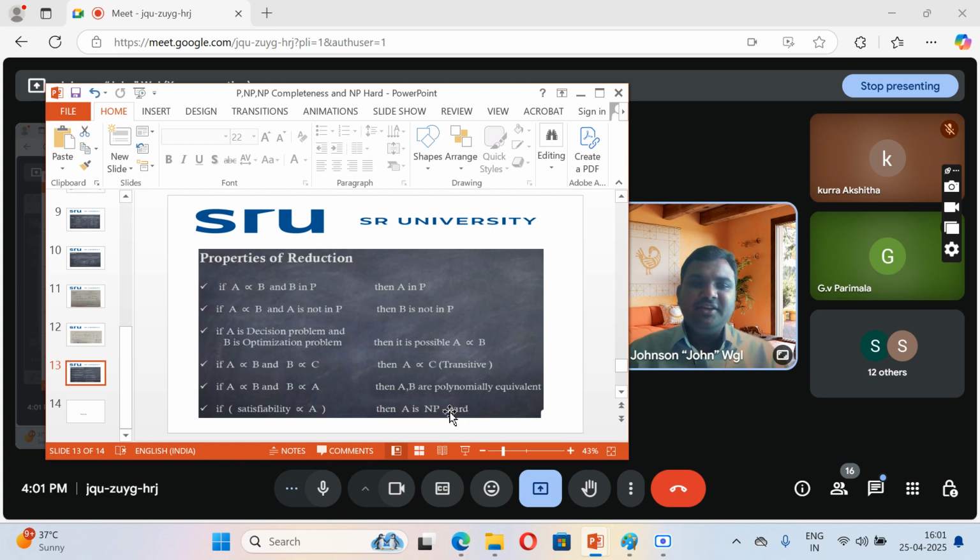Another one is, with the help of A we can solve B, and with the help of B we can solve C. That is possible. Likewise, with the help of B we can solve A, and with the help of C we can solve B. This means the transitive relationship: A to B and B to C, then indirectly A to C, meaning A proportional to C. The transitive relationship is also possible.